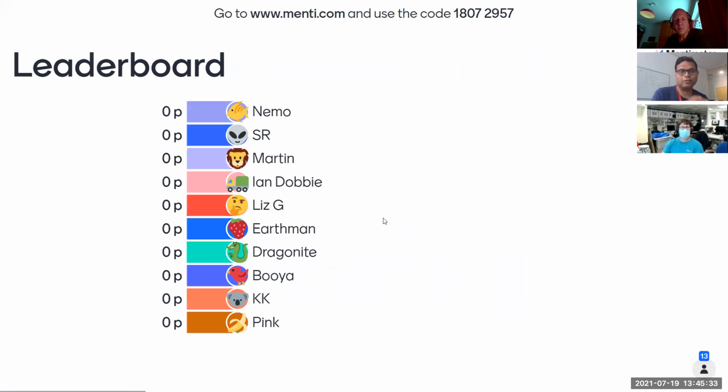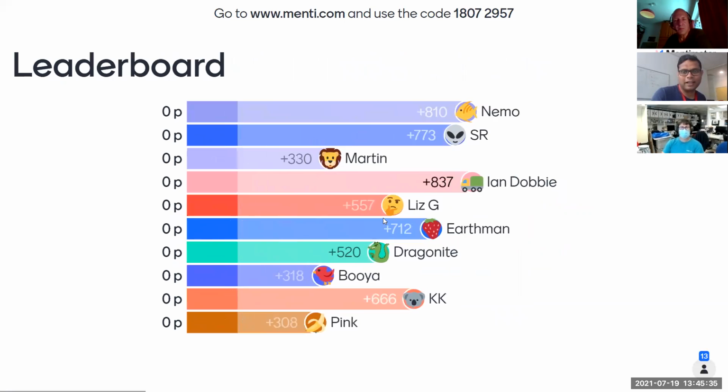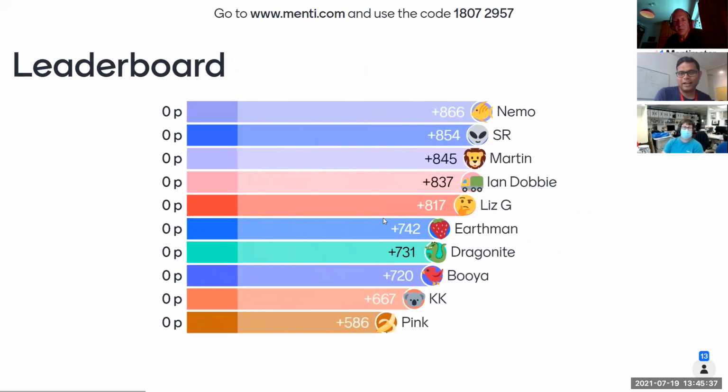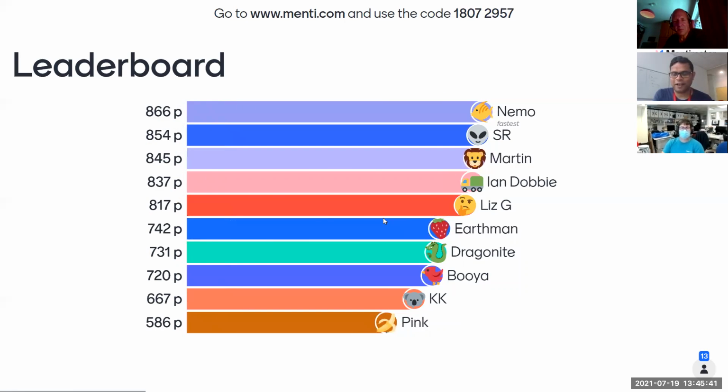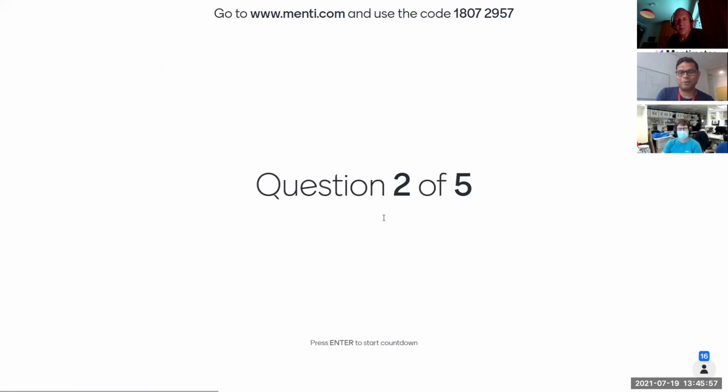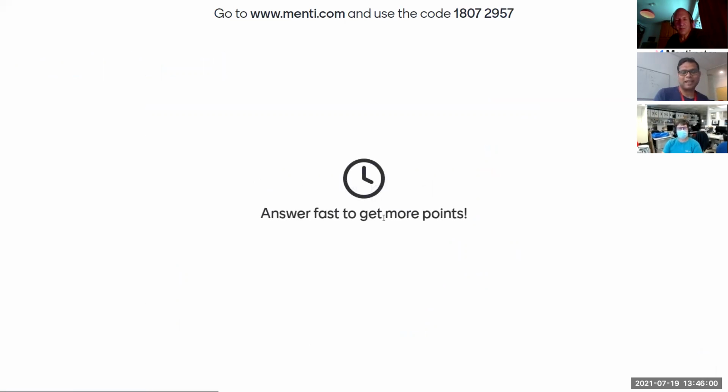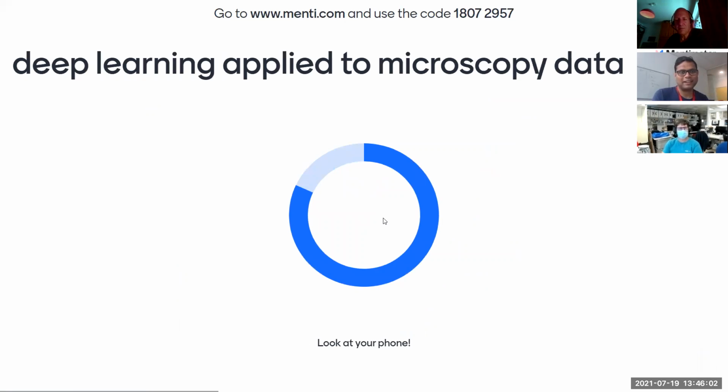The next question. Oh, we also have the leaderboard, which I keep forgetting. So at least I know a few people here, Ian Dobby for sure. So Nemo is the fastest, then SR, Martin, and Ian Dobby. So I think these four guys are in a close race. Liz G, I don't know if I recognize, but yeah, at least we have 4 or 5 very close contenders. And let's see the next question. So remember, the faster you answer, the more points you get. And there are sometimes multiple answers that can be correct.